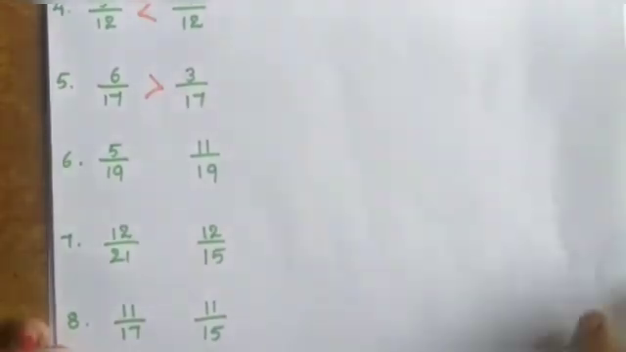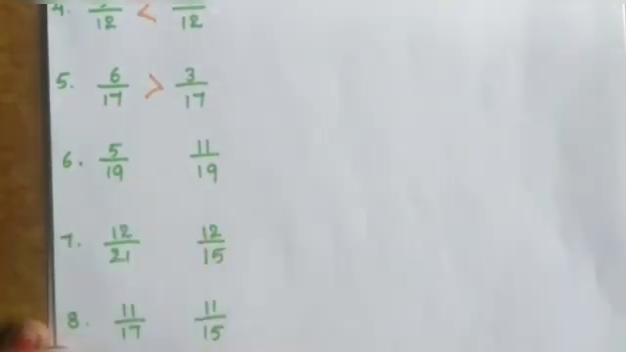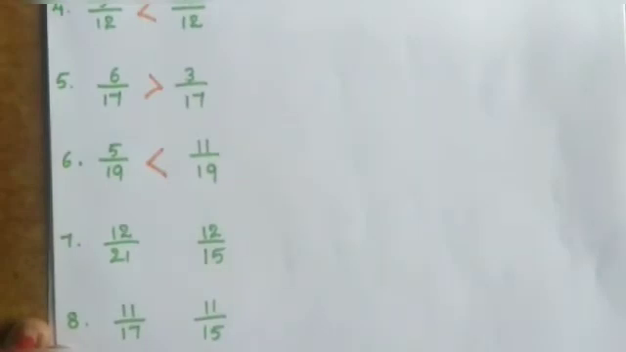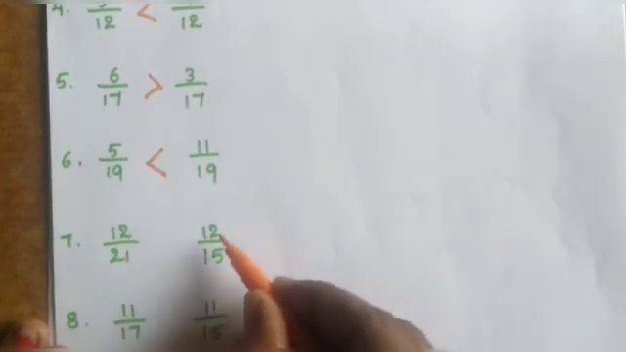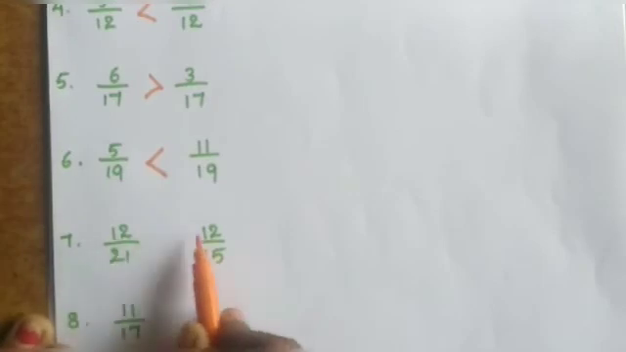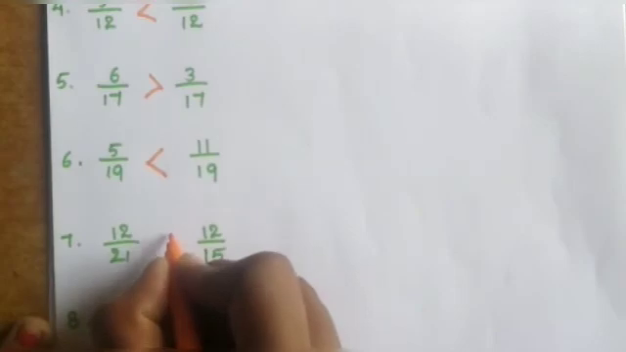And the sixth one, 5 by 19 and 11 by 19. Here also the denominator is the same. Comparing 5 and 11, 11 is greater. So we can write the greater than symbol. So the seventh one, 12 by 21 and 12 by 15. Here the numerator is the same. So comparing 21 and 15, 15 is less. So the smaller the denominator, the greater the value of the fractional number.